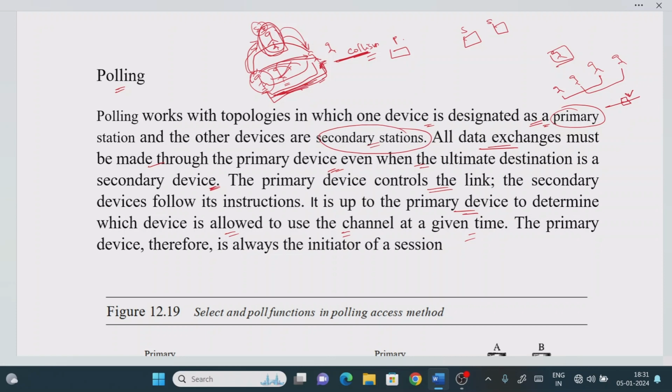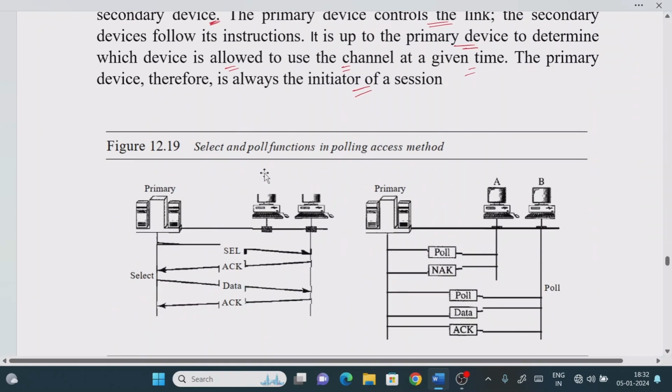Here, the superpower decides that at a given time period, other people cannot talk with two other people. So the superpower, the primary station, decides who is going to talk with whom, in a particular given amount of time, so that we have a control mechanism and no collision occurs, right? So this is always the initiator of the session. Now we will see how the polling function works for exchanging the information.